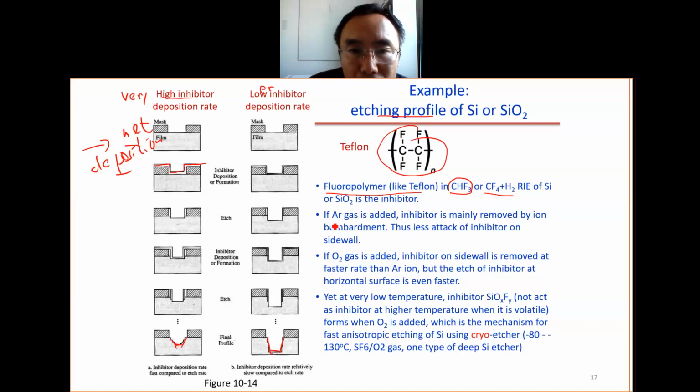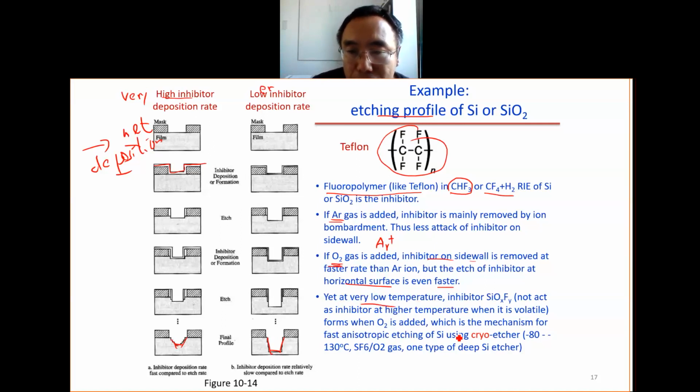If we add argon gas, argon will become argon ions, and the inhibitor will be removed by the ion bombardment. We can also add oxygen gas. If we add oxygen gas, the inhibitor on the side wall is also removed, but the inhibitor on the horizontal surface is removed way faster.